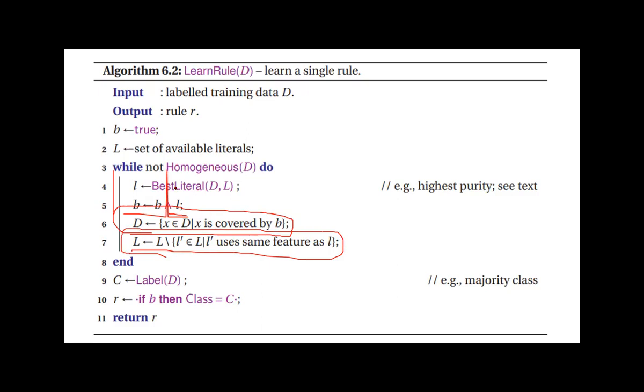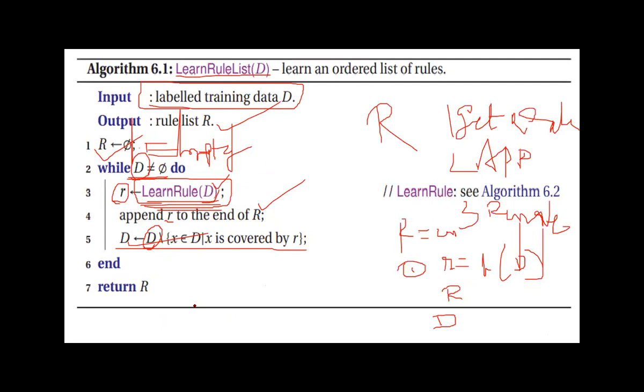Now after finding that D is homogeneous, we are just calling the label function, and we are getting its label C. Now we are forming the rule. See, B contains the conjunction. If B, then class is equal to C. This is what we are sending back to the rules list, the learned rule. This is how the rule list algorithm works, right?